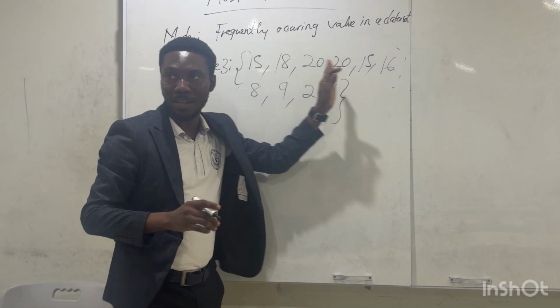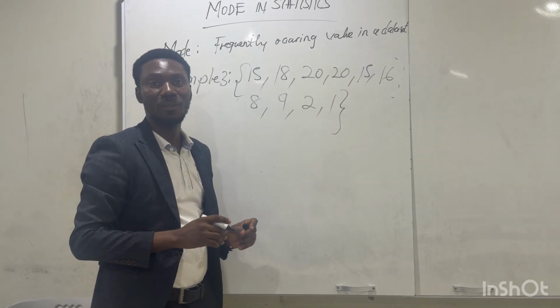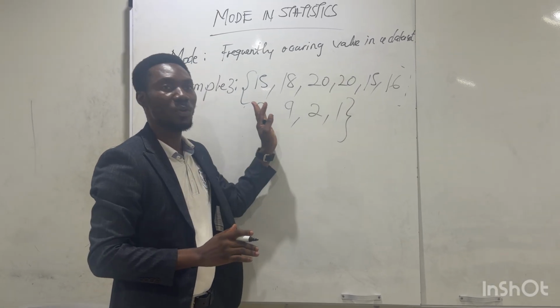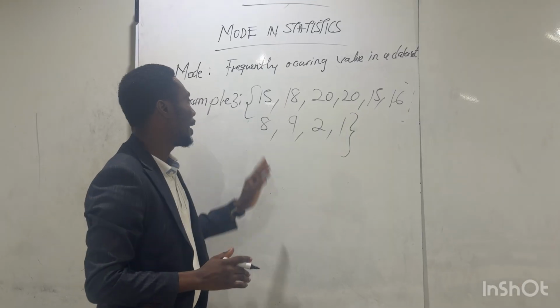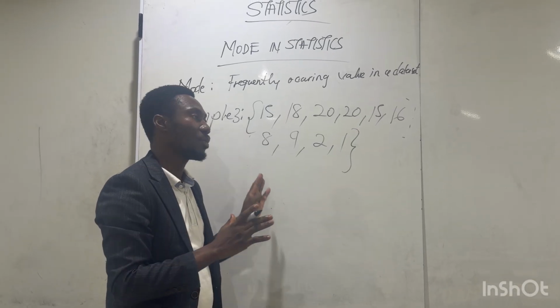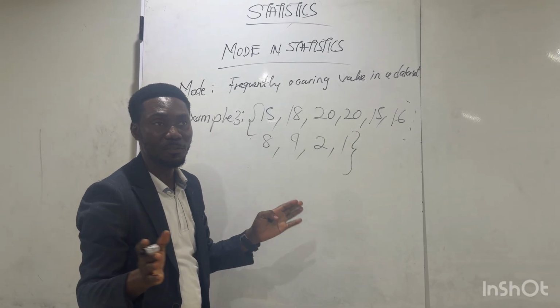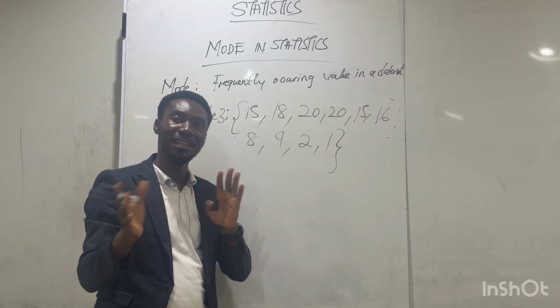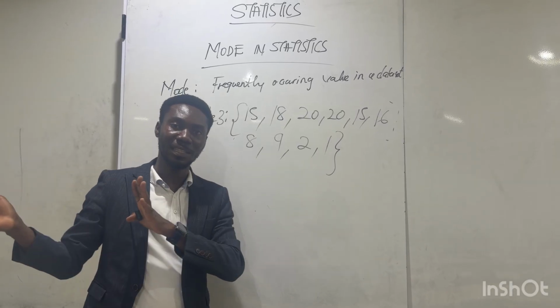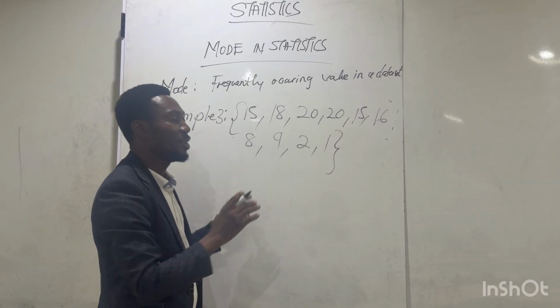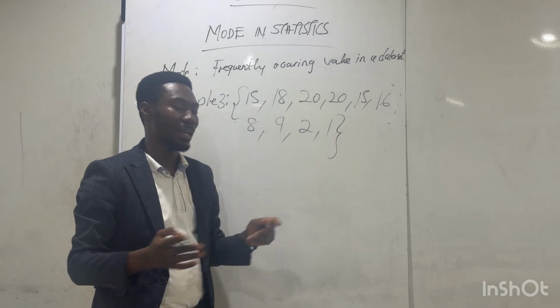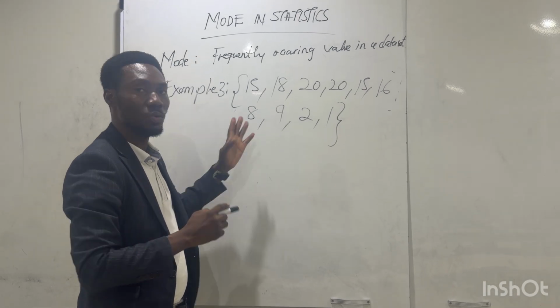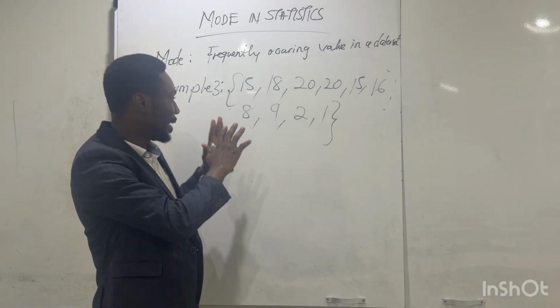Okay, so this is also another example of a simple data, or what we call a raw data. Now in this data, first of all, if you want to calculate for a mode, there is no need for you to arrange the data in any kind of order, as we did in calculating for median. Here, you don't need to arrange the data in order. You just have to observe the data.